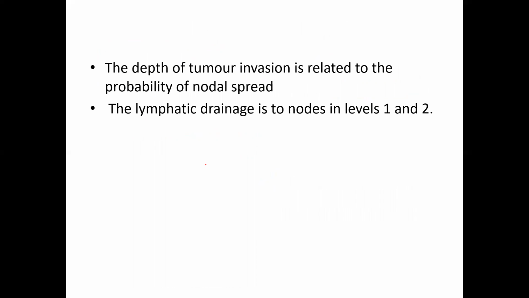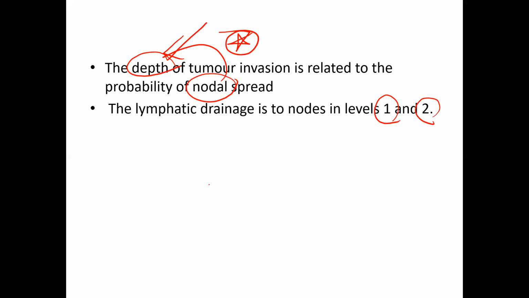The depth of tumor invasion is related to the probability of nodal spread. The lymphatic drainage is to nodes in levels 1 and 2. So the depth of the tumor invasion is very important for nodal spread. Very important point: depth for nodal spread. Next, lymphatic drainage for the oral cavity is 1 and 1A, as you know.